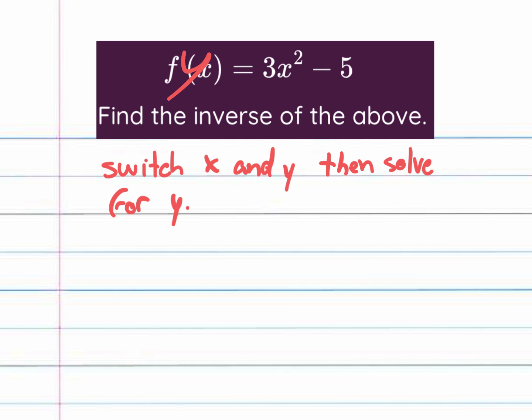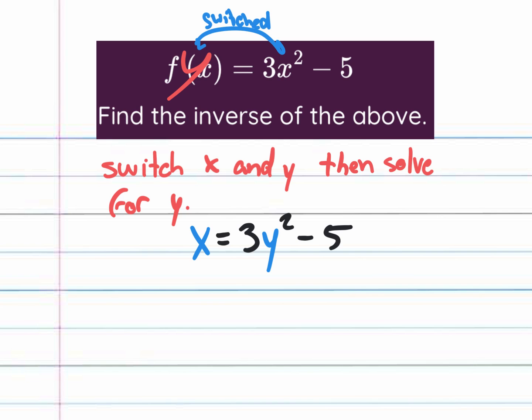Anyway, we're going to switch the y with the x. We're just going to magically switch them. So instead of y, it's going to say x equals, we have 3y squared minus 5. Okay, so we have switched the x and the y, and now we're going to solve for y.